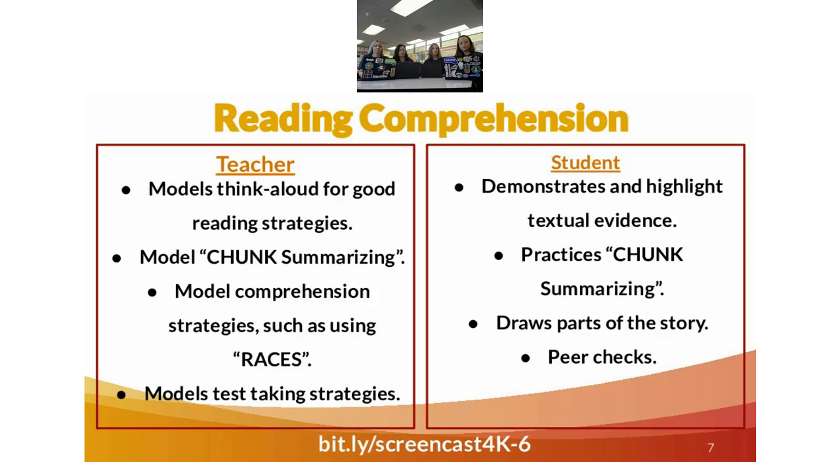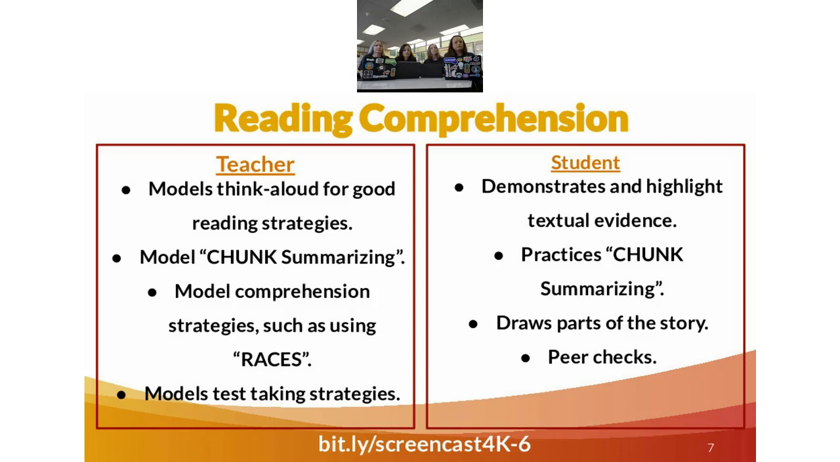All right, so next we're going to cover using Screencastify for reading comprehension. One way teachers can do this is just modeling strategies, modeling how they think aloud or think through problems. For instance, context clues. Teachers can model how they would use context clues around an unfamiliar word and how they would determine the meaning of that word.